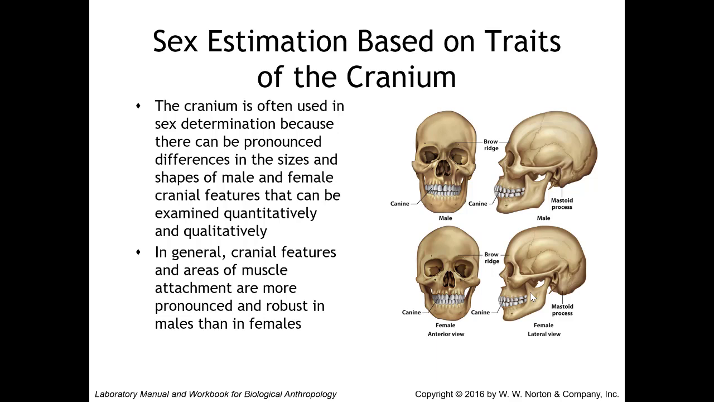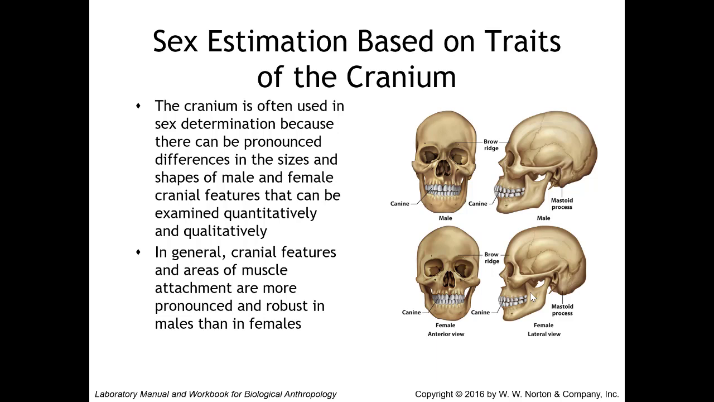Males, and I'll tell you the differences right now, tend to have more pronounced or larger features. Things like the brow ridges, larger features there. Larger areas of muscle attachments, so they have larger mastoid processes. Remember, the mastoid process is that bony bump right behind the ear. In males, they tend to have a larger mastoid process than females do. If you live in a house with males and females, you can go around and try to feel that mastoid process and see if you feel the size differences between the males and females.